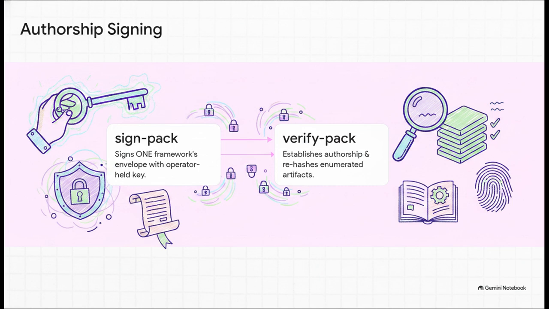The authorship is totally relative to your own key custody. It's never a vendor attestation, it's not proof the scan ran, and it's not proof the findings are true. It's proof of exactly who authored the pack. Then, step 2 is Compliance Verify Pack. This establishes that authorship and, crucially, it rehashes every artifact the envelope enumerates against the disk.